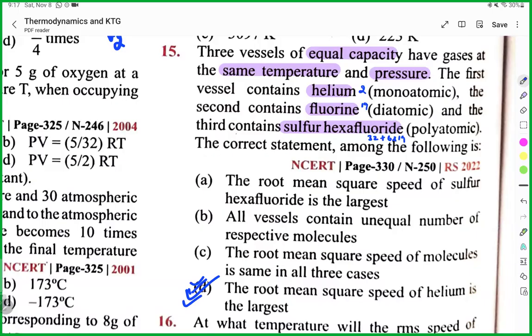No. Was it really difficult? No, sir. See, physics is not tough. Our approach toward physics is tough. And that is what I've been mentioning, especially from this year, even from the last year.